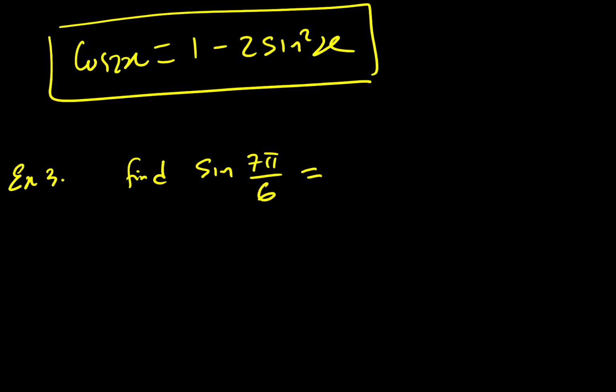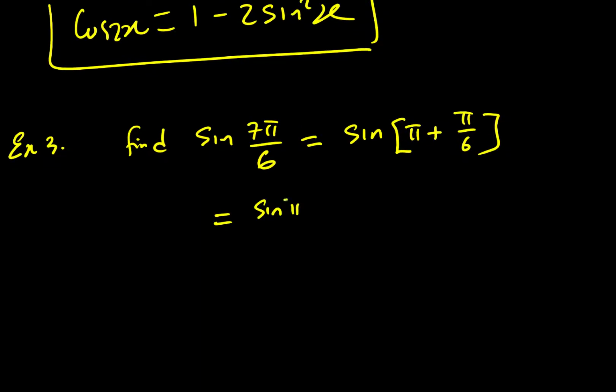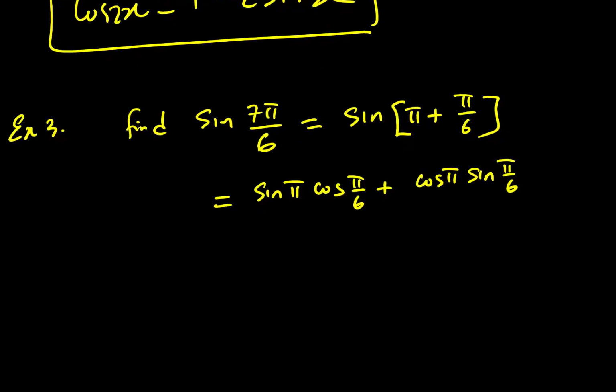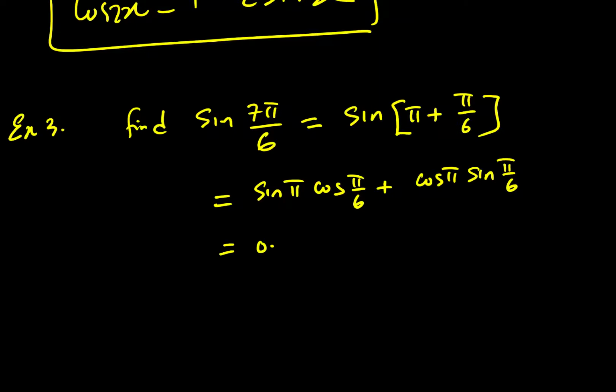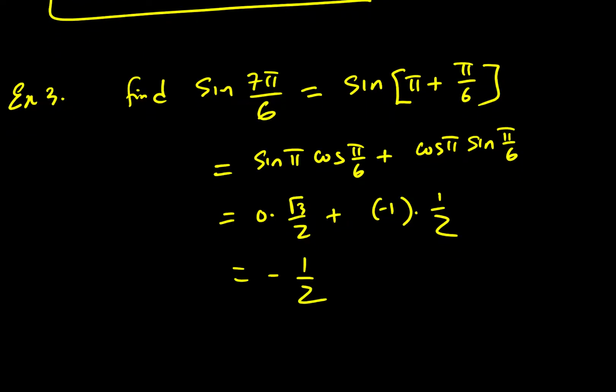Sine 7 pi over 6 can be rewritten as sine pi plus pi over 6, which can still be written as sine pi cosine pi over 6 plus cosine pi sine pi over 6. This is the same as 0 multiplied by root 3 over 2 plus negative 1 multiplied by half, which will give us negative half.